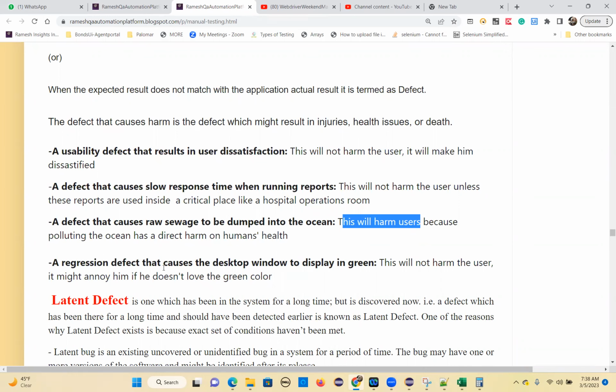A regression defect that causes the desktop window to display in green. This is just an example I'm giving. Any regression issues, before it was working, now it is not working. That's a regression bug. So how can you say it is a regression bug? Before, when you tested the first time, it was working. Now the developer fixed something and introduced a bug in the working area. That is called a regression bug. So this kind of regression issue, you need to file very clearly.